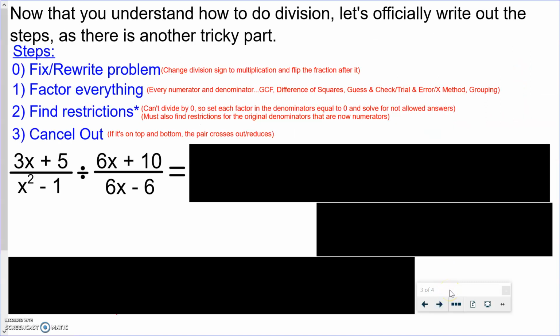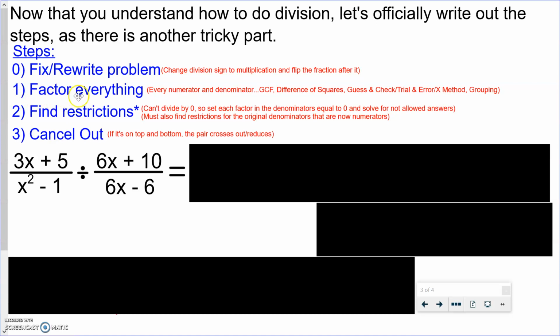So now that you understand how to do division, let's officially write the steps, as there is another tricky part. So step 0 is fix or rewrite the problem. Change that division sign into a multiplication symbol and flip the fraction after that. So we never divide, always do multiplication. Then the steps from before are the same with one extra twist.